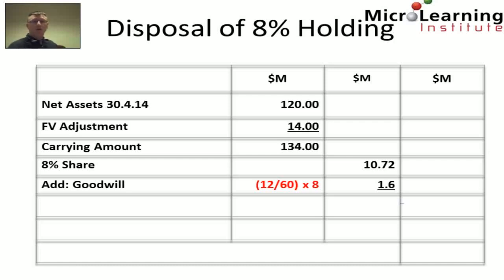Now, goodwill of 12 was recognized in the 60% of the group share, so we need to adjust that to represent how much goodwill is represented by the 8% share, and this equates to $1.6 million. So the total carrying amount of the 8% holding in Nathan at the date of disposal was $12.32 million. Of course, we know that we received proceeds of $18 million, so consequently the difference is treated as a gain to equity of $5.68 million.